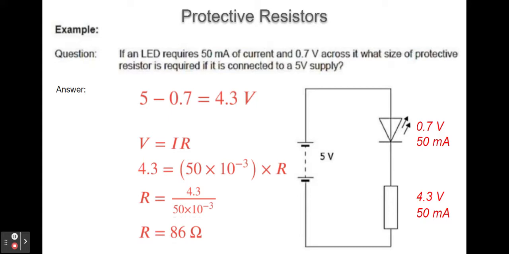As I said, this is quite a common question, and it's also quite a common error that pupils make, because they forget to do that first subtraction sum. And you need to be using the voltage across the resistor in order to calculate the value of the resistor, not any of the other potentials given in the question.